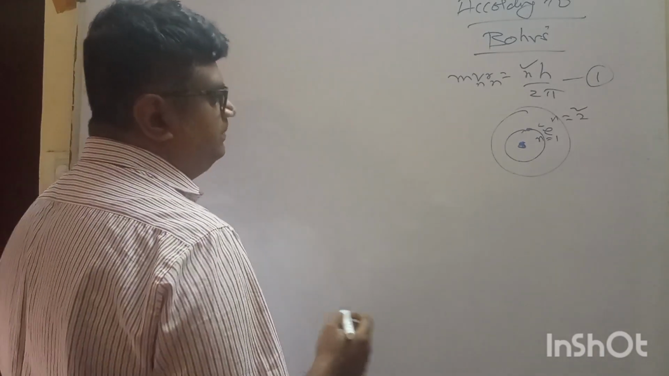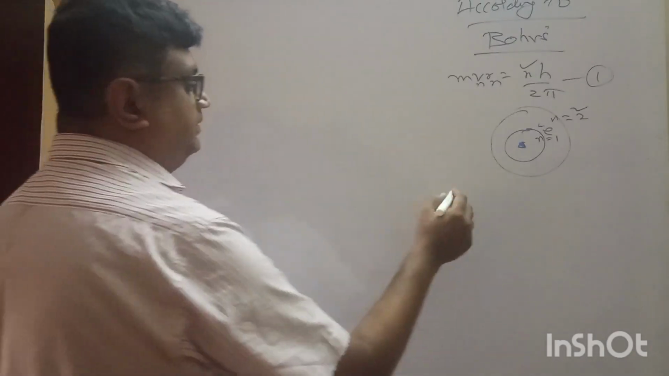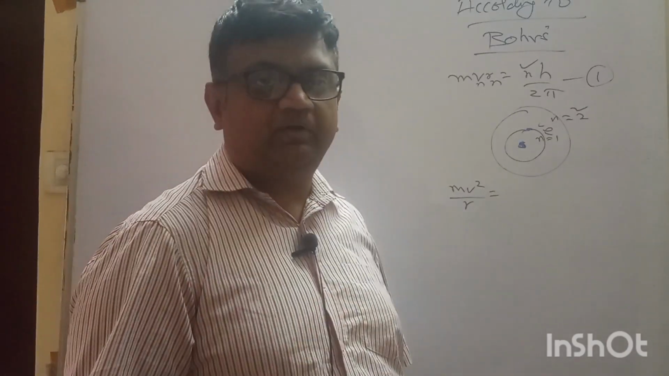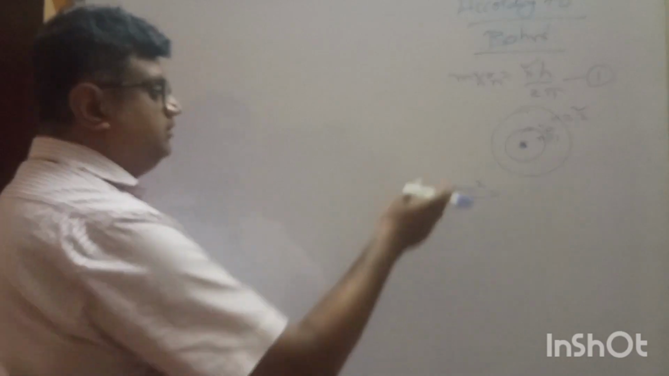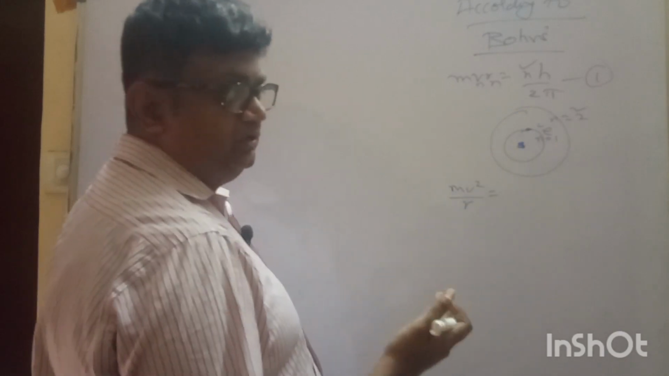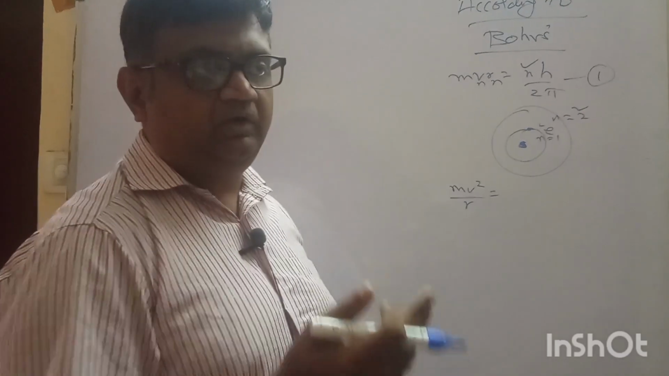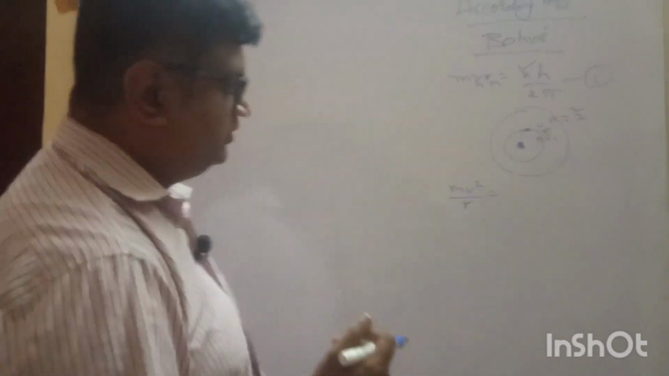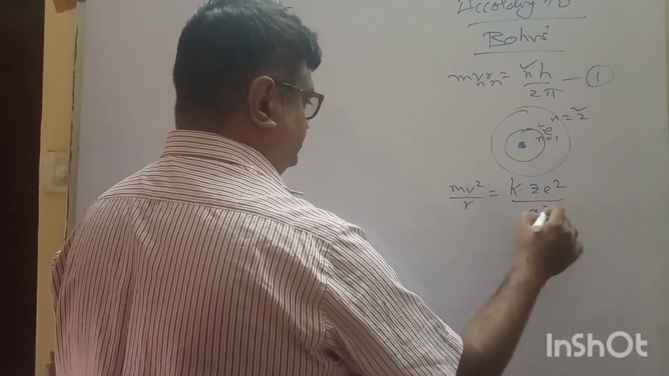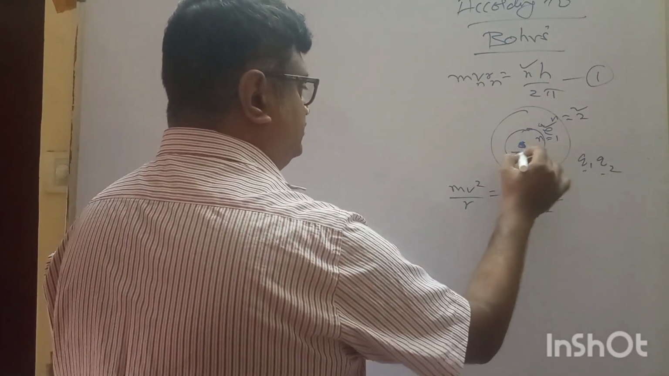Now the second equation: when the electron is rotating in an orbit, it will have a centripetal force mv square by r, because any object rotating in a circular path will have a centripetal force. But here the centripetal force is because of the electrostatic force between the electron and the nucleus. The nucleus has neutrons and protons; neutrons have no charge but protons have positive charge. So we can write the electrostatic formula k Ze square by r square. Basically it is Q1 into Q2, where Q2 is the electron and Q1 will be Z times e.